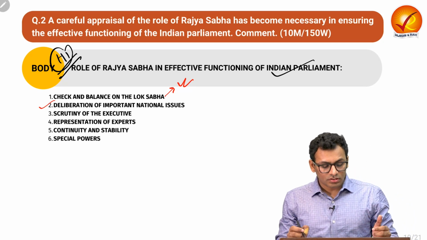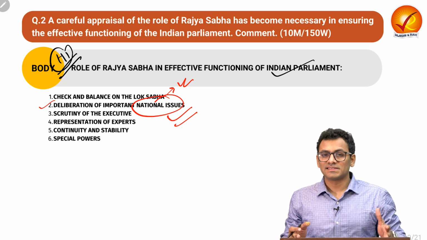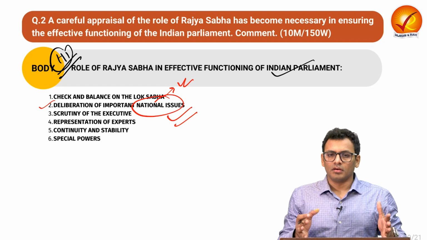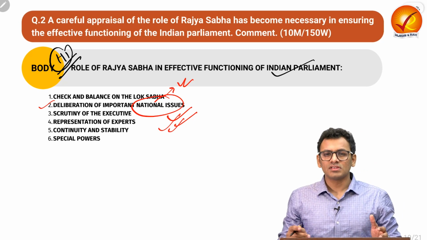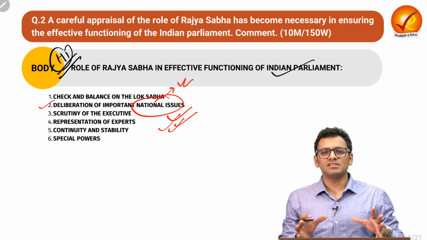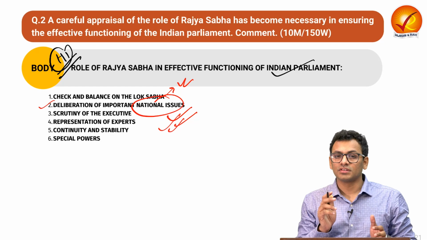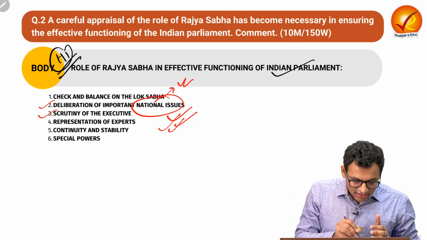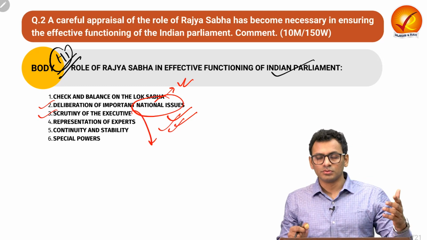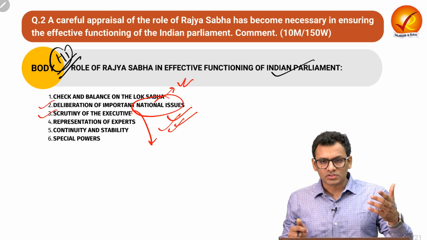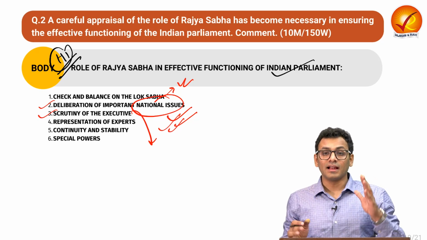Second, you can talk about deliberation of important national issues. Members of Rajya Sabha can raise certain issues through multiple tools of legislation, and thus raise important national issues and capture the conscience of the Indian masses to understand what the issues are and how they can be tackled. Third is scrutiny of the executive. Over here, there are certain resolutions that Rajya Sabha members can also initiate, such as the censure motion, where they can make sure that the executive is held accountable.